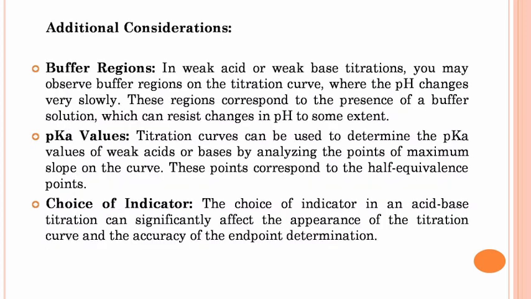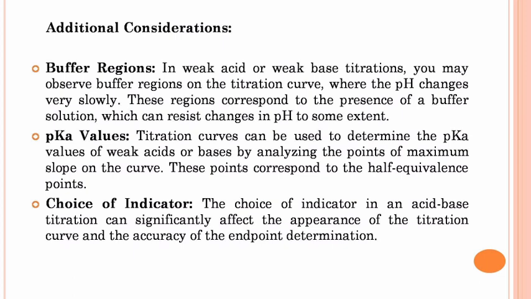Additional considerations. First, buffer regions. In weak acid or weak base titrations, you may observe buffer regions on the titration curve, where the pH changes very slowly. These regions correspond to the presence of a buffer solution, which can resist changes in pH to some extent. Second, pKa values. Titration curves can be used to determine the pKa values of weak acids or bases by analyzing the points of maximum slope on the curve. These points correspond to the half equivalence points.